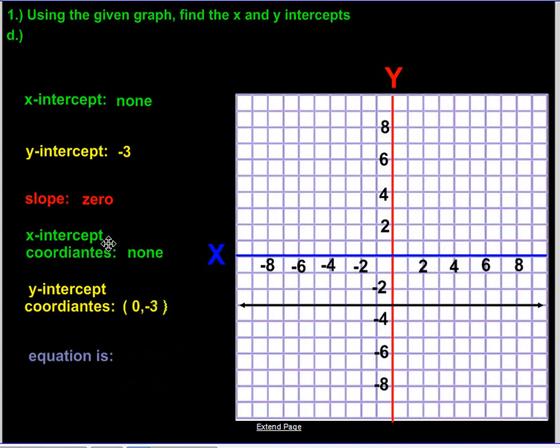And if we take the slope and the y-intercept and put that into the equation, we get y equals 0x - 3, but we don't have to leave that as 0x. Technically, we could say that this is y equals -3.